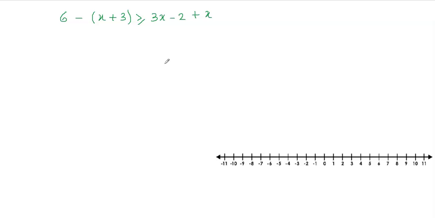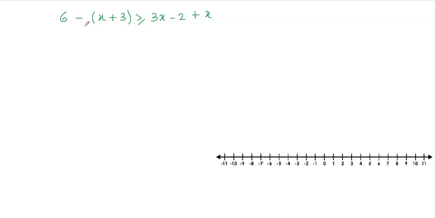Hi, in this video we'll learn how to solve a multi-step inequality and then graph the solution set on the number line. So first of all, we're going to solve this inequality and then graph the solution set on the number line. Now this inequality pretty much looks like an equation except for the sign in between. In an equation you have the equal sign in between, but here in this inequality you have the inequality sign in between. But we're going to solve this just like how we solve an equation.